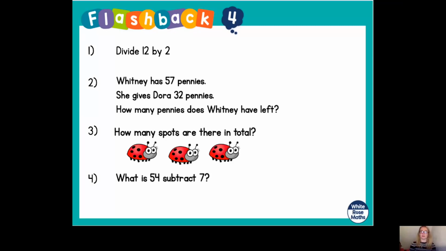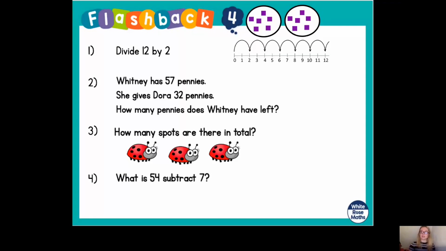Okay, now I've already done this. So I had 12 objects and I've put it into 2 groups. Okay, so I've shared them out one by one into the 2 groups. And how many have I got in the first group? Yes, you're right. I've got 6 in the first group and I've got 6 in the second group. So therefore, 12 divided by 2 equals 6.